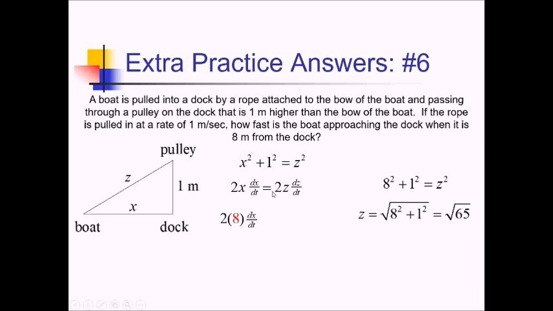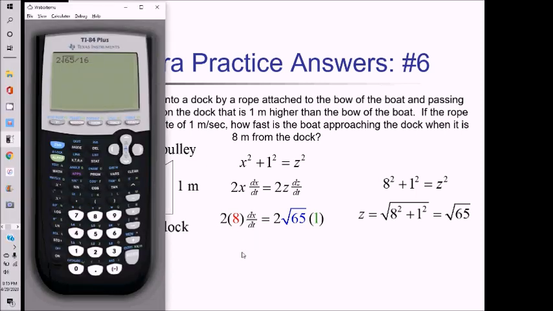All right, so this is going to be 2 times radical 65. And now dz over dt, did they at least tell us that? Well, they did. If the rope is pulled in at a rate of 1 meter per second. So that's going to be 1 for dz over dt. And at this point, I am just going to divide both sides by essentially 16 to get dx over dt by itself.